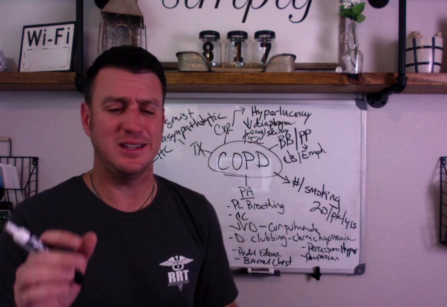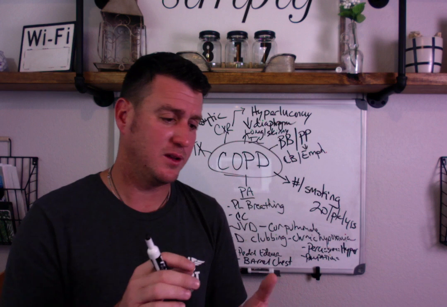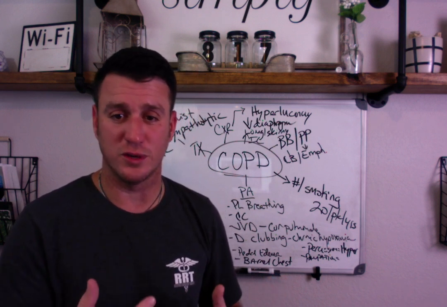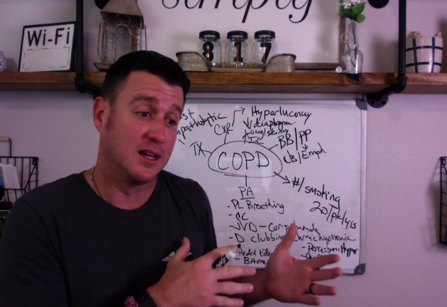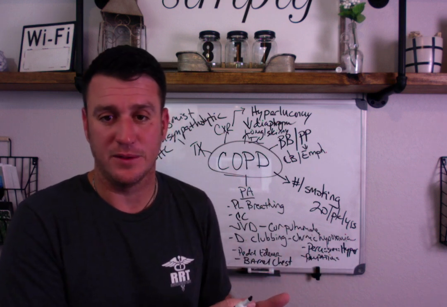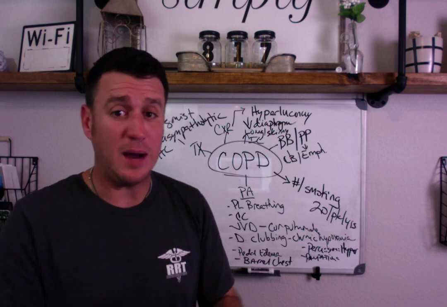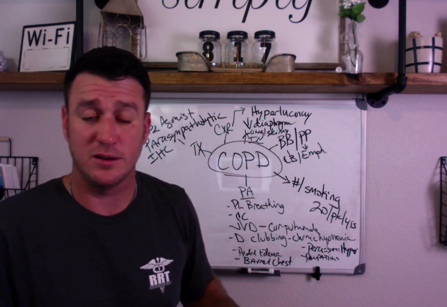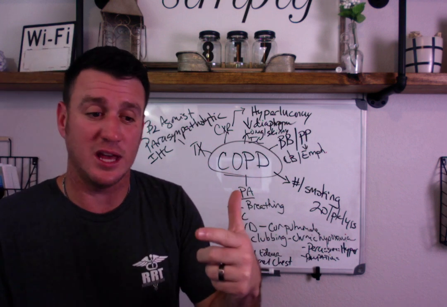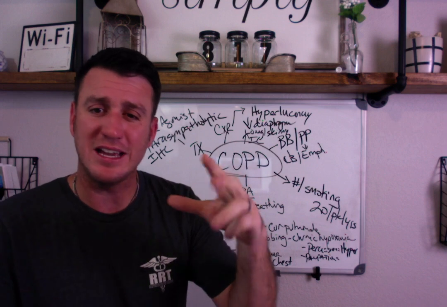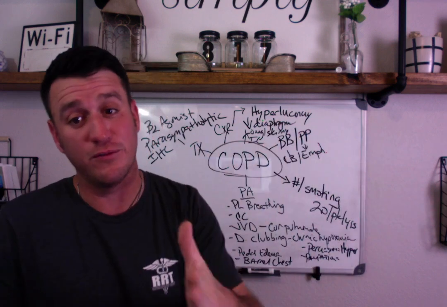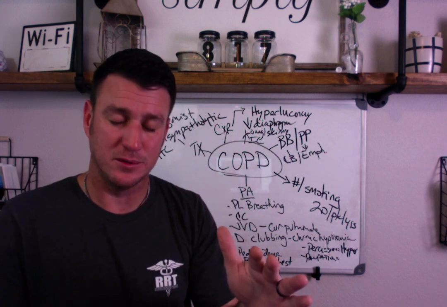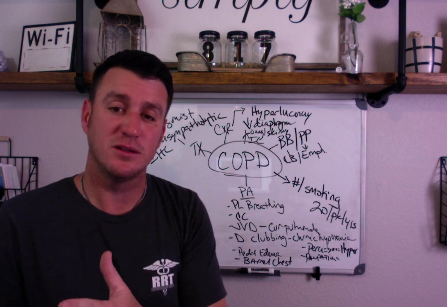Okay? And then if the secretions are bad enough, they may need some type of secretion clearance therapy. So either CPT or some type of PEP therapy or something to help them remove the secretions associated with the chronic bronchitis component of COPD. Okay? Now, on top of these therapies, you also need to talk to them about smoking cessation, because while they cannot reverse the effects, they can prevent further damage. So reversing the effects is impossible, but preventing further damage can be done.